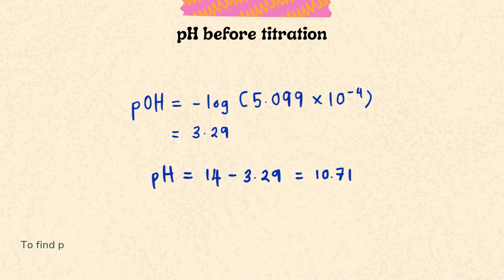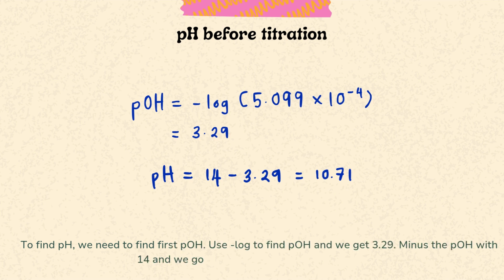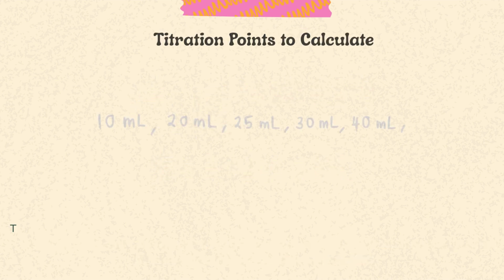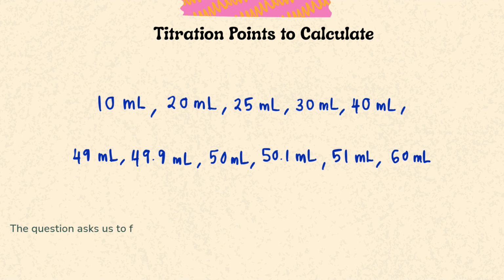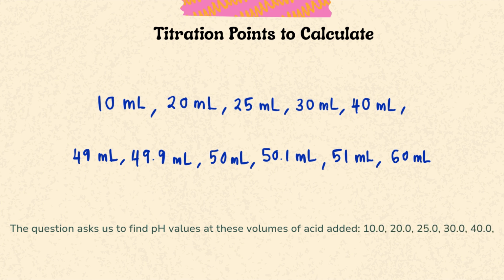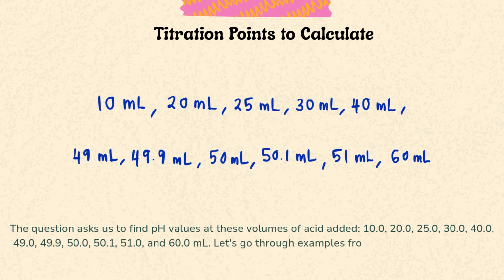To find pH, we need to find pOH first. Use negative log to find pOH and we get 3.29. Subtract the pOH from 14 and we get the pH before titration, which is 10.71. The question asks us to find the pH value at these volumes of acid added: 10, 20, 25, 30, 40, 49, 49.9, 50, 50.1, 51, and 60 mL. Let's go through examples from before, at, and after the equivalence point.